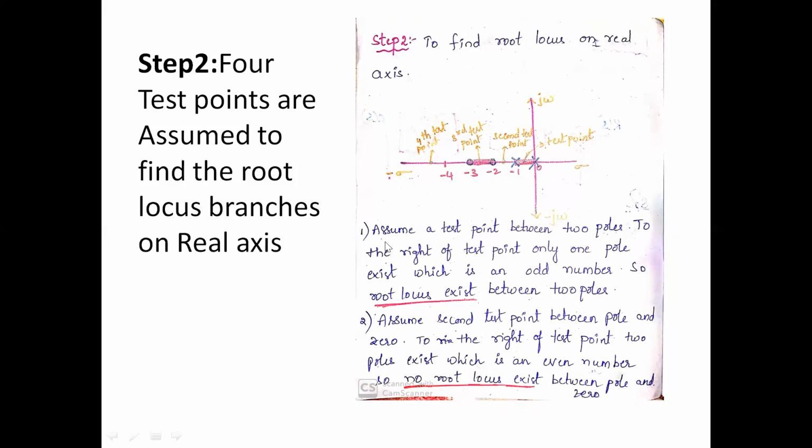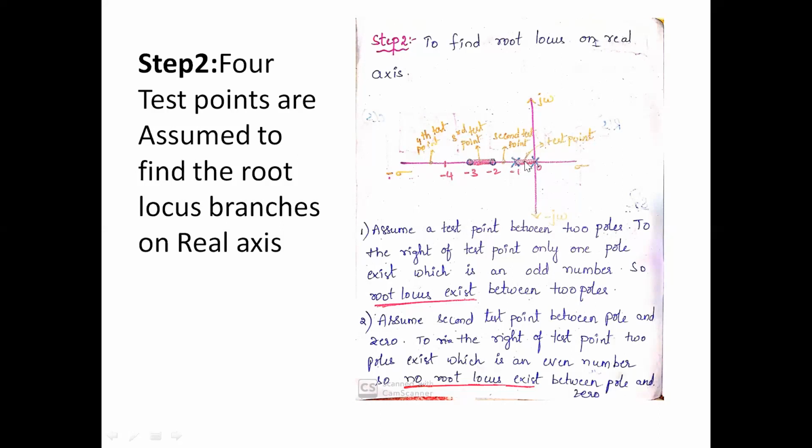So what is the first point? Assume a test point between two poles. In between these two poles, you can assume any test point, either here or here or here, whatever it may be. I have assumed here, the first test point. After assuming the first test point, you count how many poles and zeros are to the right of the test point. I think I am clear.